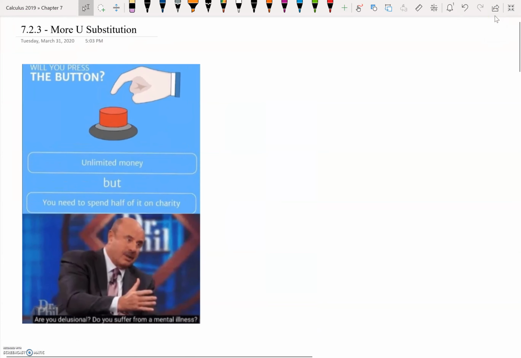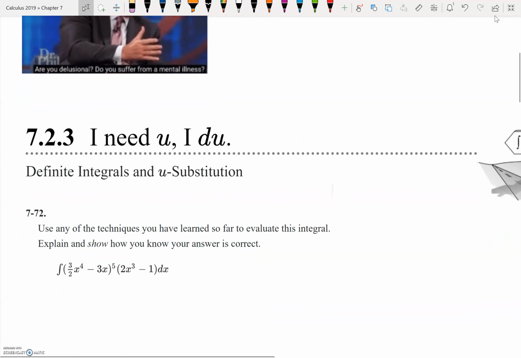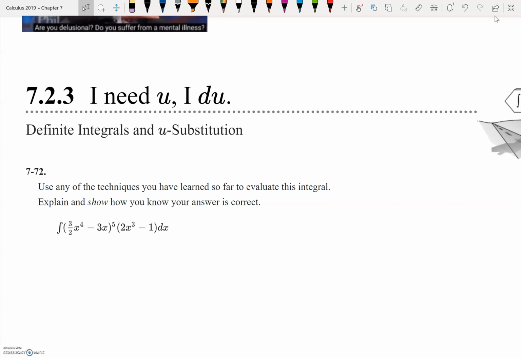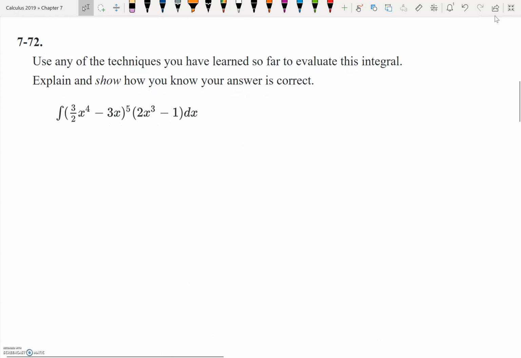Okay, we're going to do another day of U substitution in 7.2.3. We are not going to go over the definite integral portion. We're just going to go over more practice for U substitution. So we are going to evaluate this integral using U substitution. Which one is the starting equation? This one or this one.